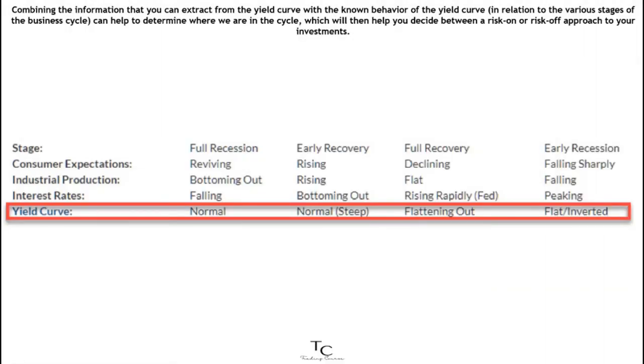Combining the information that you can extract from the yield curve with the known behavior of the yield curve, in relation to the various stages of the business cycle, can help to determine where we are in the cycle, which will then help you decide between a risk-on or risk-off approach to your investments.